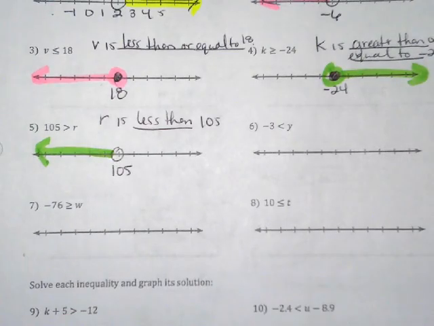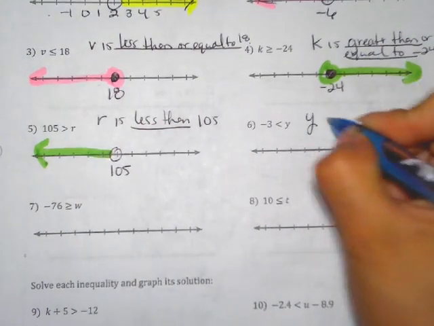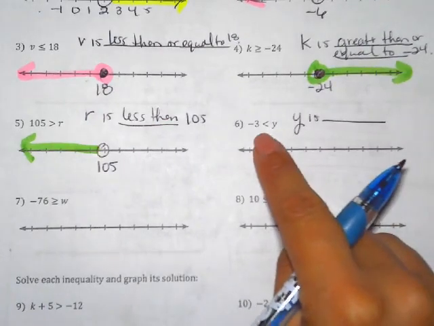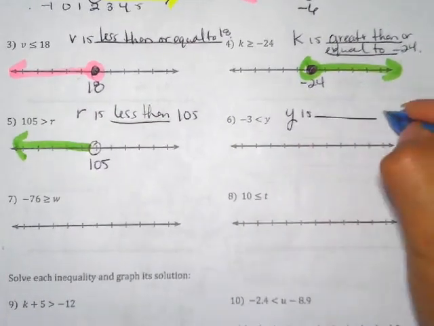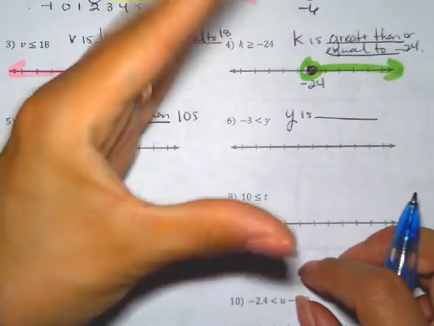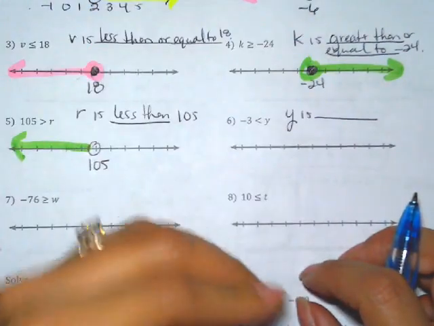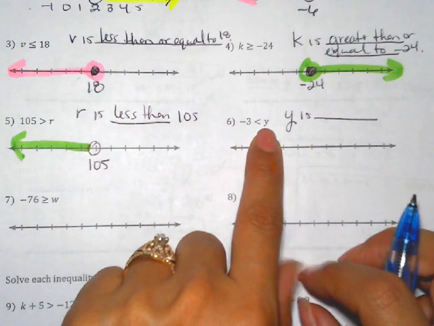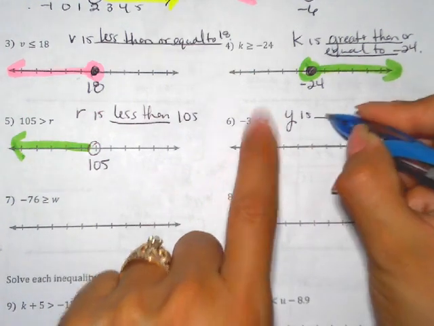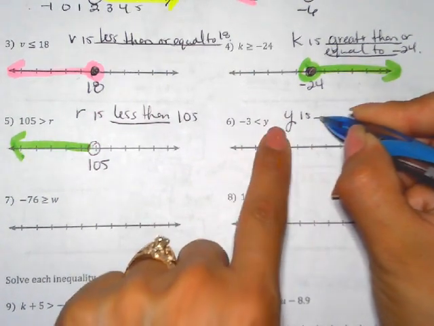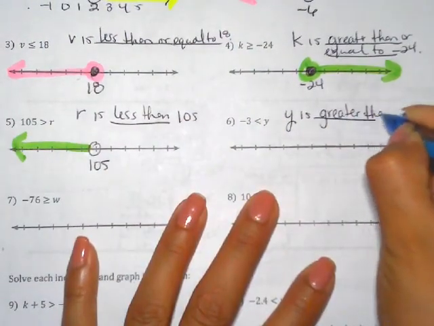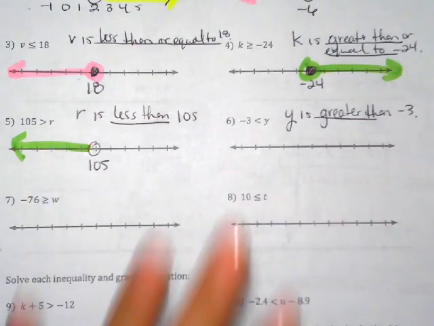Well, number 6, y is what the -3? What should I put here? Okay, see how it's opening to the y? It's eating the y? That must be that y is what? Yes. Even though it looks like it's the less than sign, you always read from the variable, and since it's eating the y, then y is greater than -3. So just watch out for that.